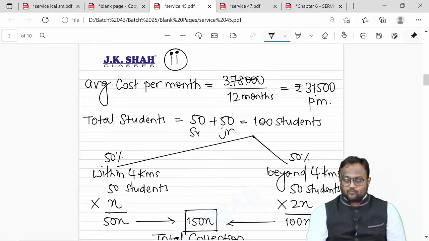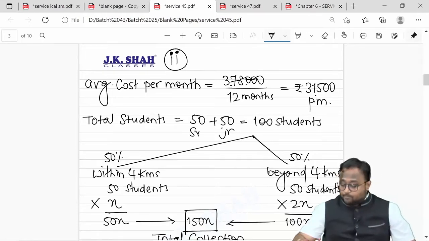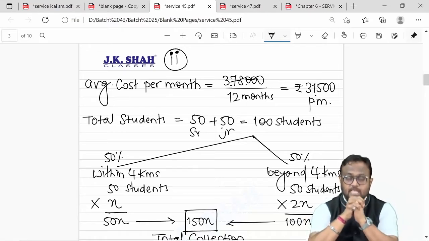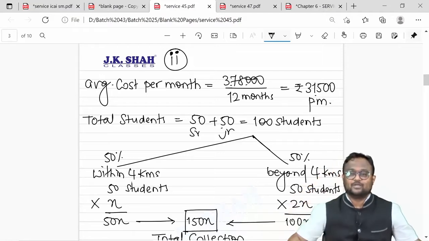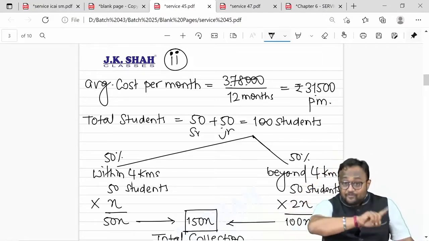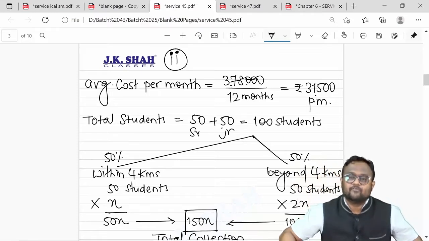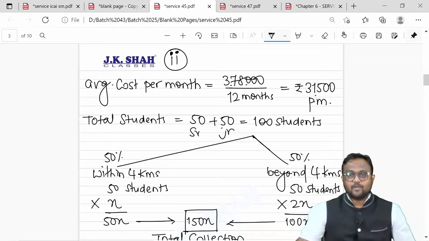Okay, 3,78,000 was the total cost if I am not wrong, and out of 3,78,000, you must remember this is for 1 year. So for 12 months it is 3,78,000. How much for 1 month? It is 31,500. The biggest blunder students created here was not taking it on monthly basis. The second blunder created by students were they never realized that number of students are 100. 50 junior, 50 seniors. So 100 students are taking advantage of one bus.